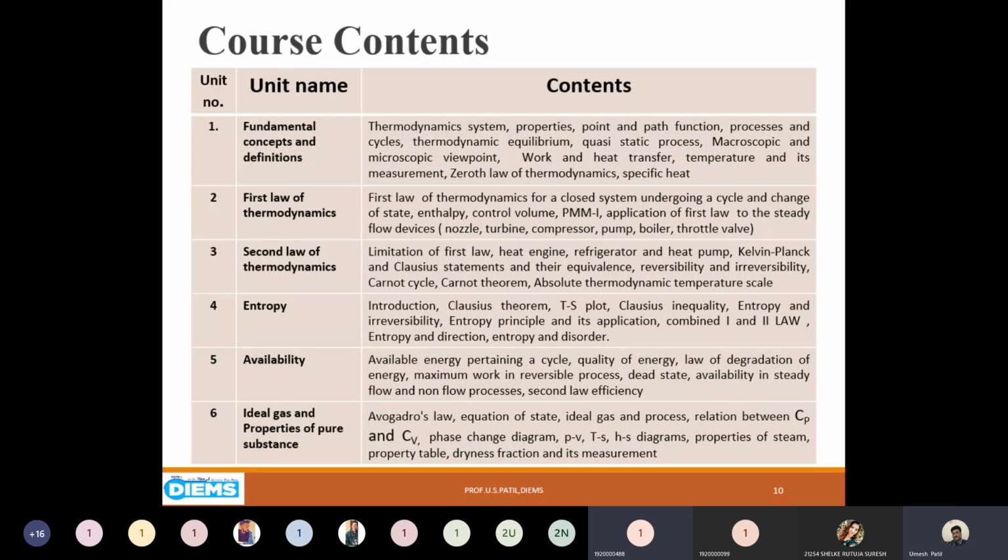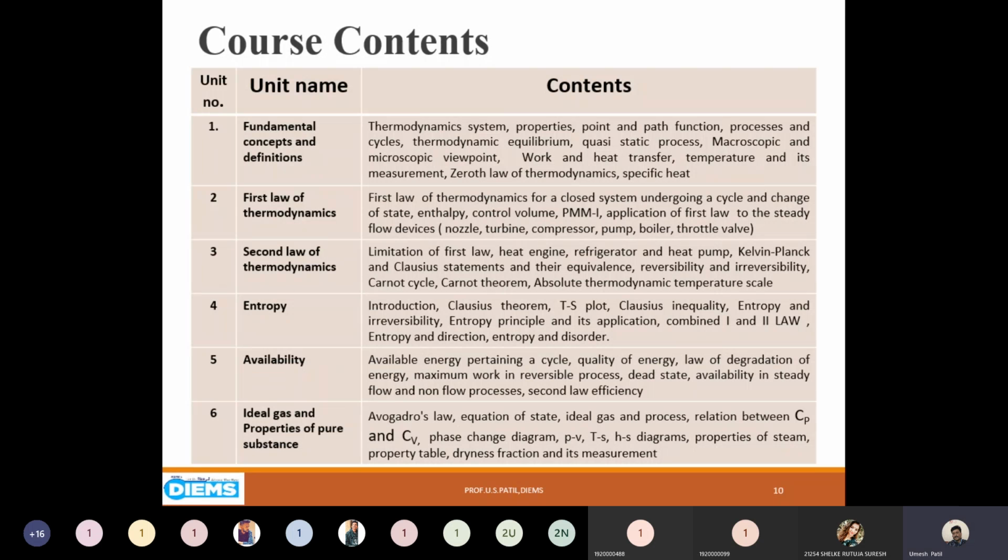Solid, liquid, and gas. Very good. Absolutely correct. So any substance exists in 3 phases: solid, liquid, and gases. And the chemical composition of a particular substance remains the same in all the 3 phases. Let's take the example of water.